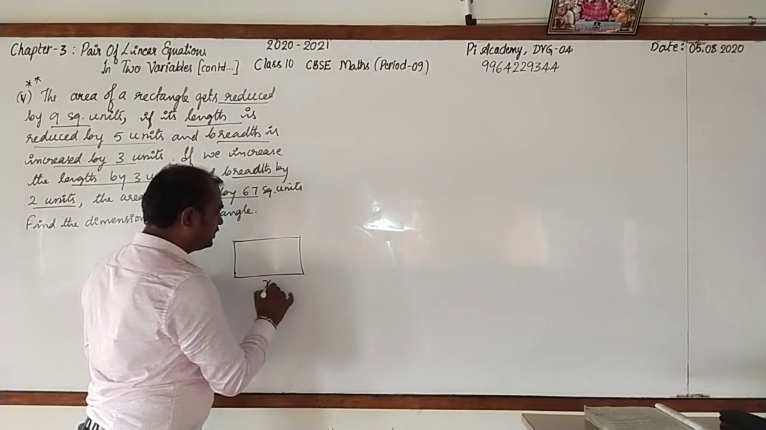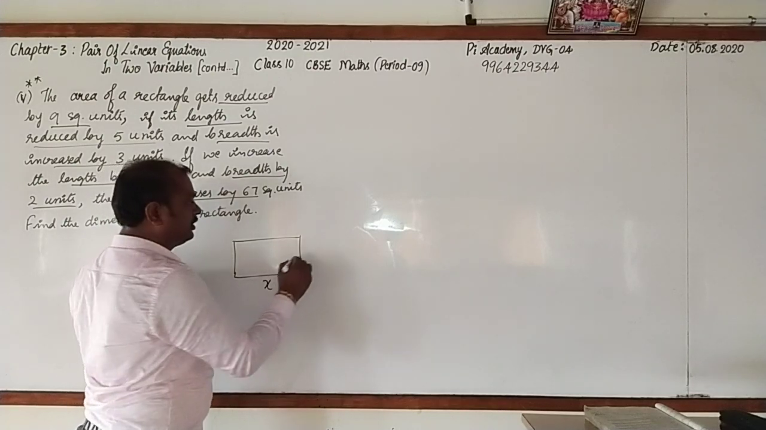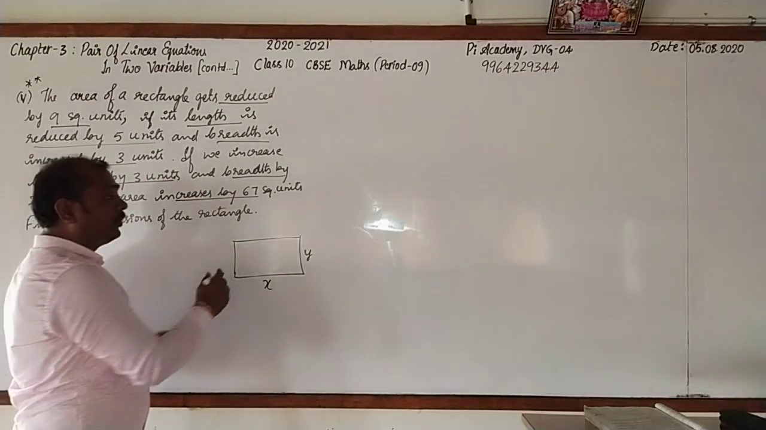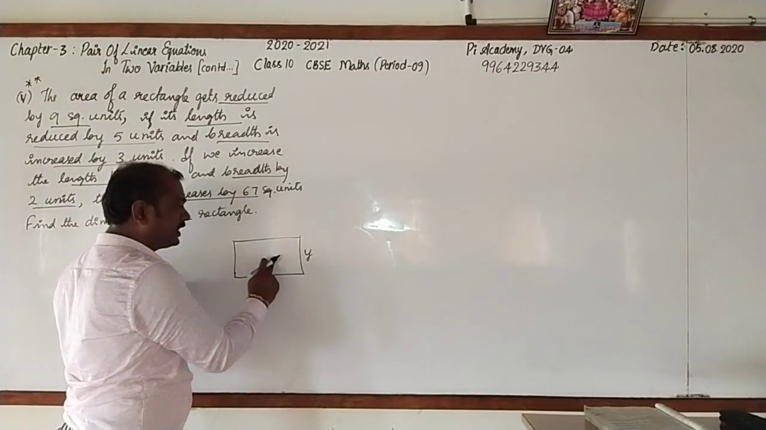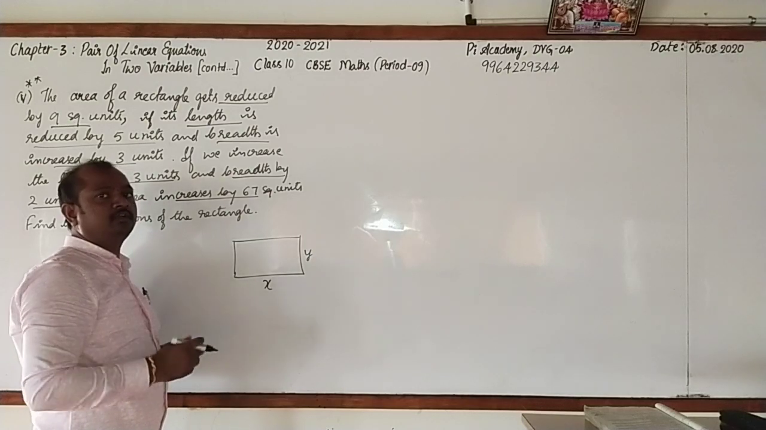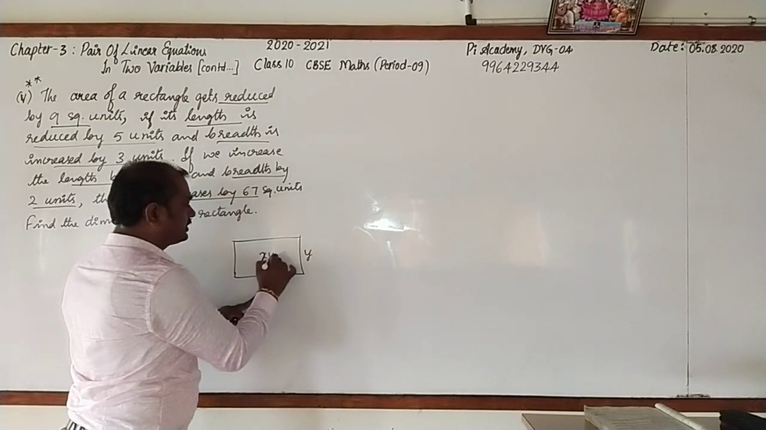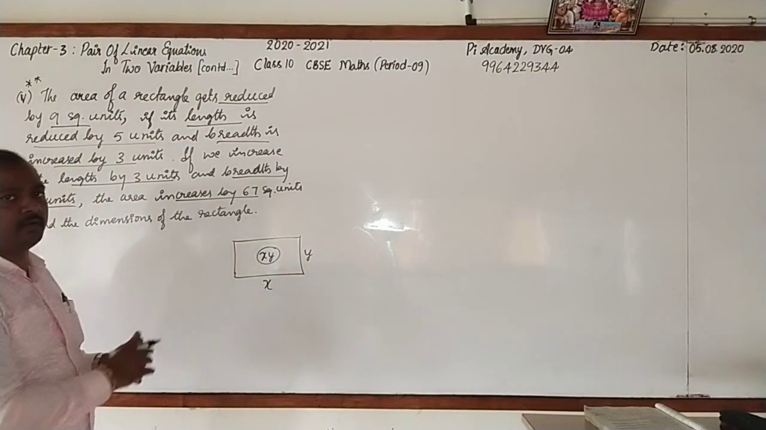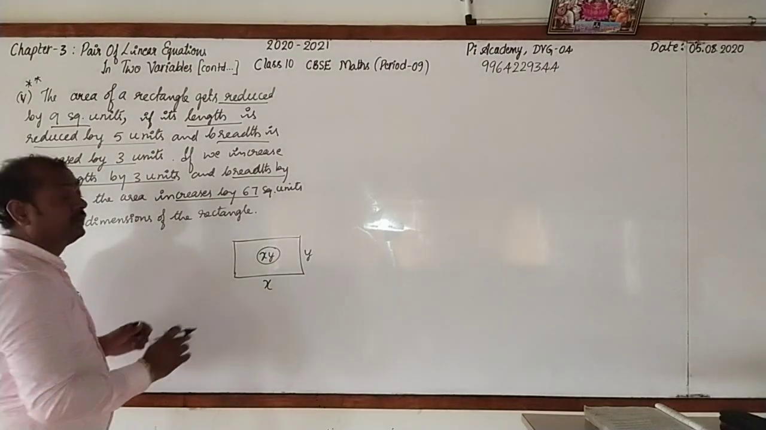Assume length, let it be x unit, and breadth, let it be y unit. Clear? Then what is its area? Area of this rectangle, length is x, breadth is y. Area of a rectangle is length into breadth. Hence it is x into y. Clear? Just I am giving you the hint. Afterwards we can go for writing it.